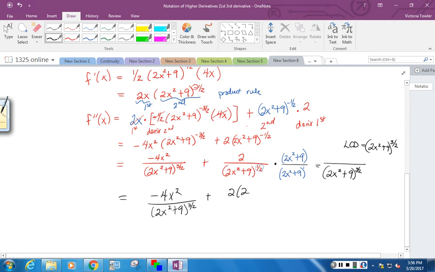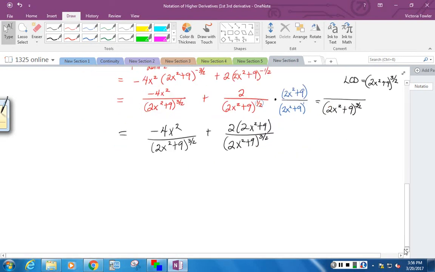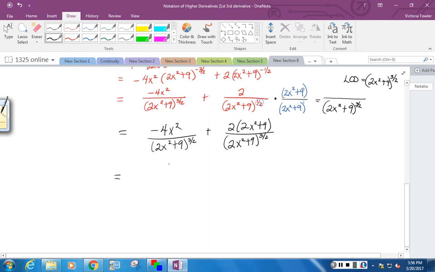I now have multiplied by the quantity 2x squared plus 9. So I'm going to have 2 times the quantity 2x squared plus 9 all over 2x squared plus 9 raised to the 3 halves, because I have multiplied these to get the LCD. And so now all I have to do is come down and make this fraction come together. So keep that common denominator. That's how you add fractions.